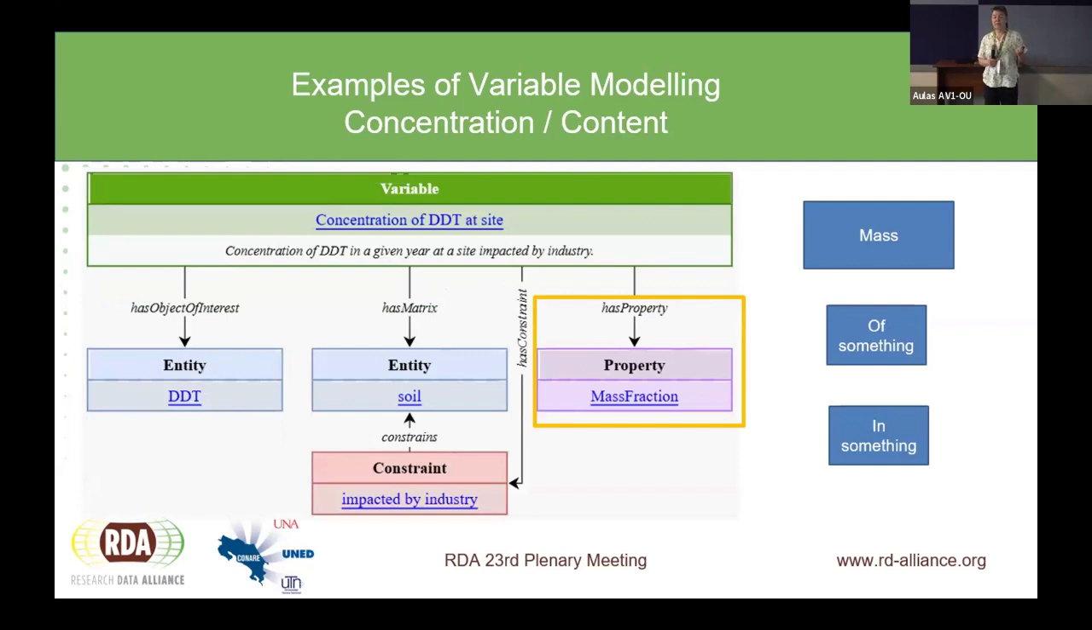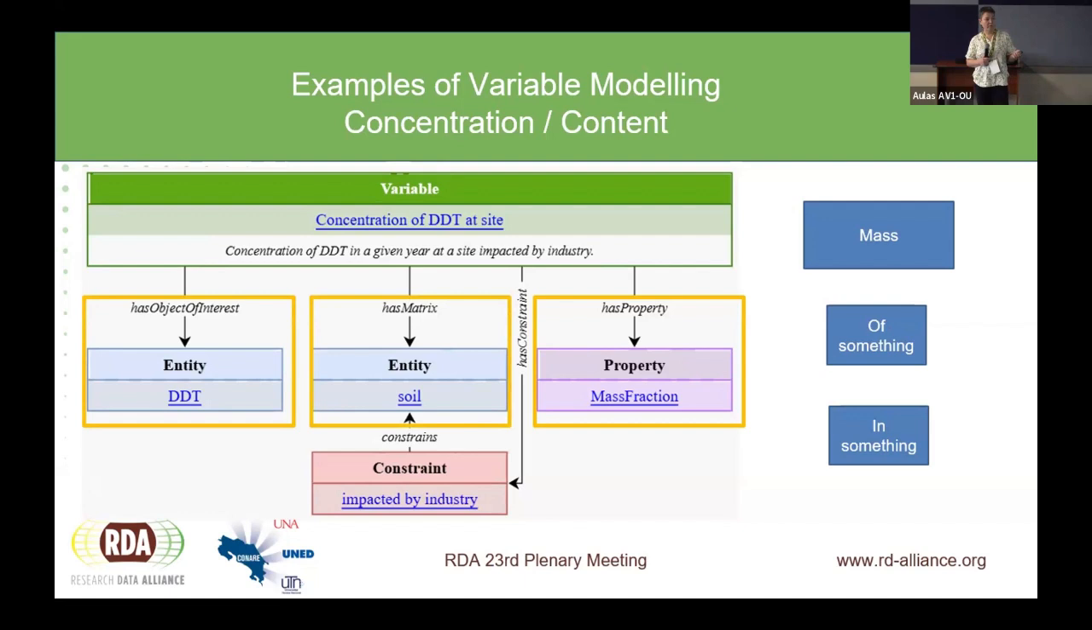So if we look at the concentration of DDT at a site, that was actually expressed as a mass fraction. Previously this was a mass concentration, whereas now the property is different because it is relative to the weight of soil, and it is a mass fraction. And that, again, can be checked against authoritative lists of properties. The entity is just a chemical entity, the DDT, which again is well defined. The soil can be obtained from controlled vocabularies. And in this case, it is required to add a constraint to say that the soil was impacted by industry. But it comes on top of what is, in fact, a core variable, which is the mass fraction of DDT in soil, but in that case, impacted by industry.